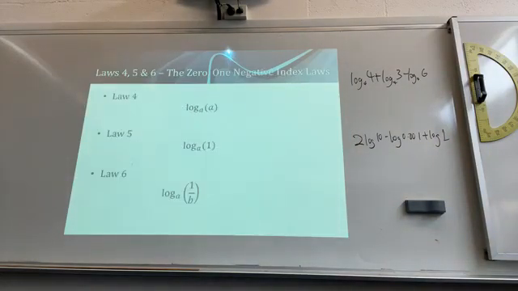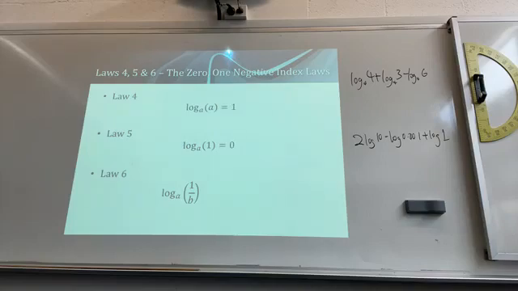Alright, next. These three are not in the formula sheet, but can you actually think about what law number 4 is? 0, 1, and negative index log. So what would the first one be? Log A of A equals 1. Log A of 1. And then the last one.